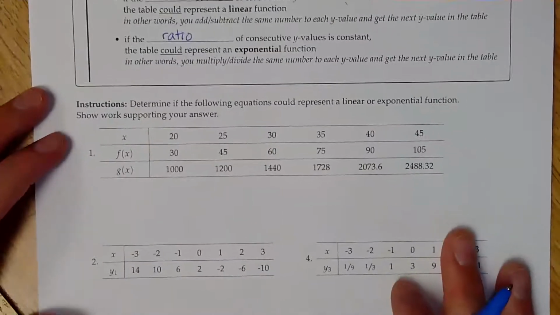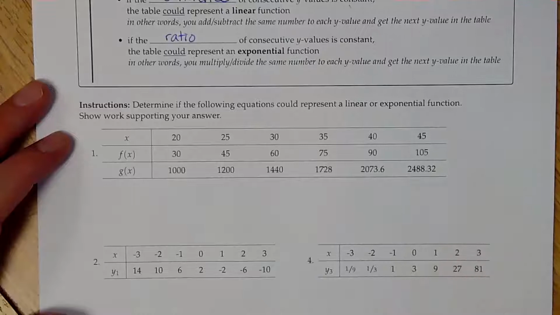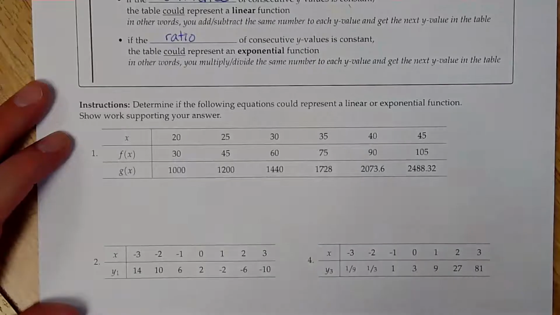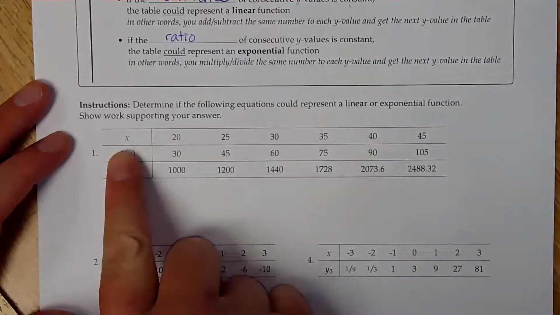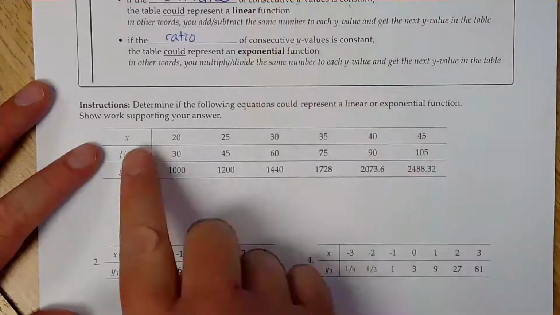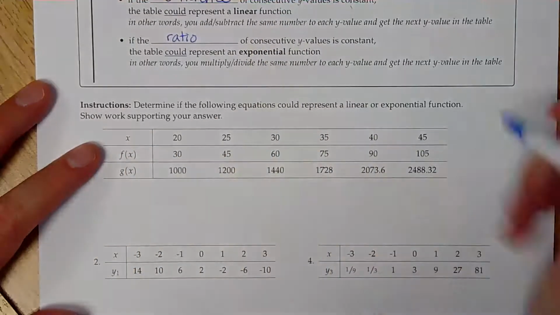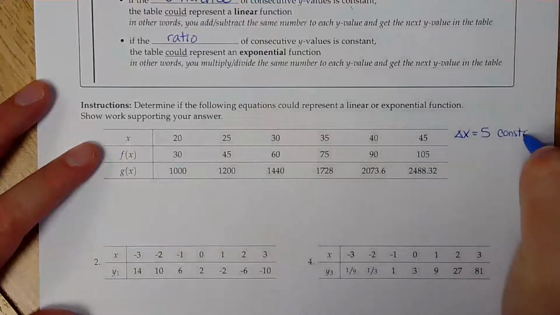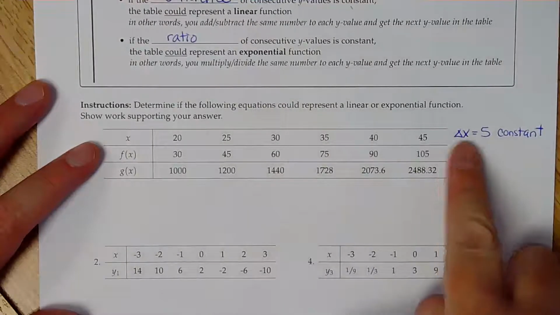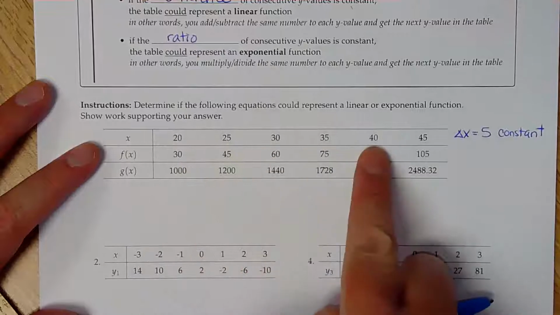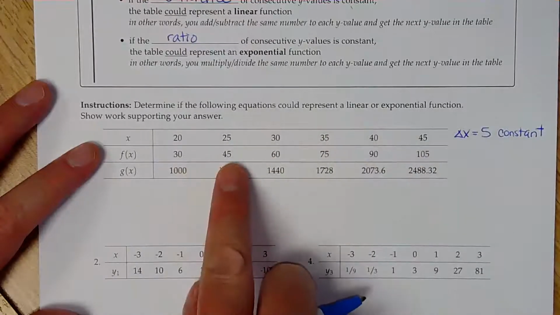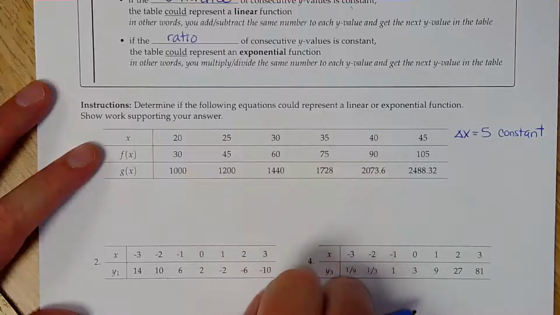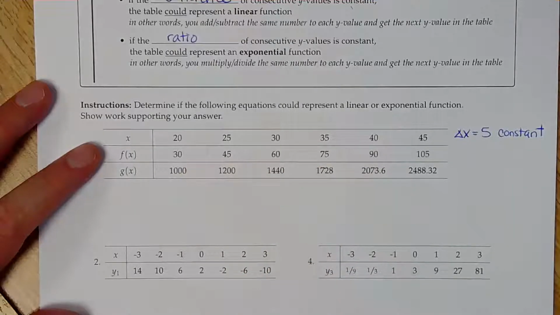So let's try this out with number 1. Determine if the following equations, f and g, could represent a linear or exponential function. It says show work supporting your answers. So let's look at how that is going to play out. The first thing I want to do, because I'd like to use this shortcut up here, is check these x values out. Delta x is constant here, which will allow me to use that shortcut. So I'm going to make a note saying delta x equals 5 is constant because we're jumping by 5 each time. That allows me to just compare consecutive terms rather than finding the average rate of change or that ratio, which involves a little more calculation.